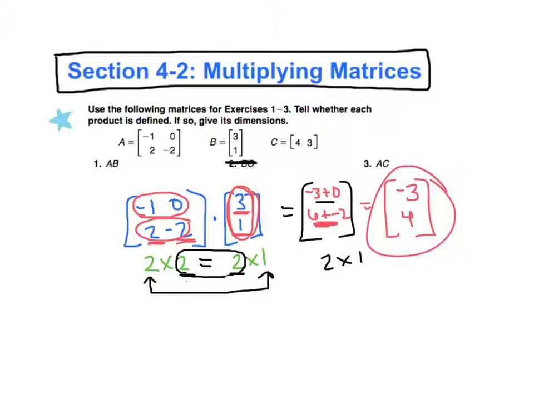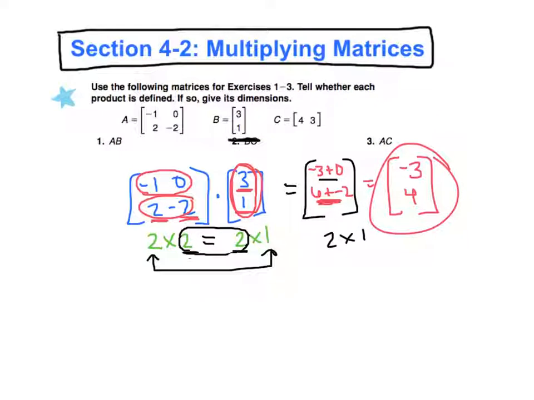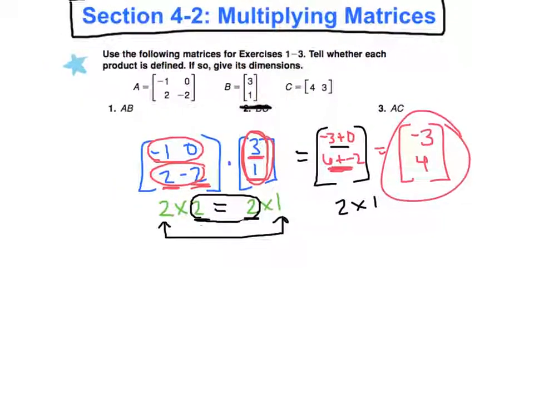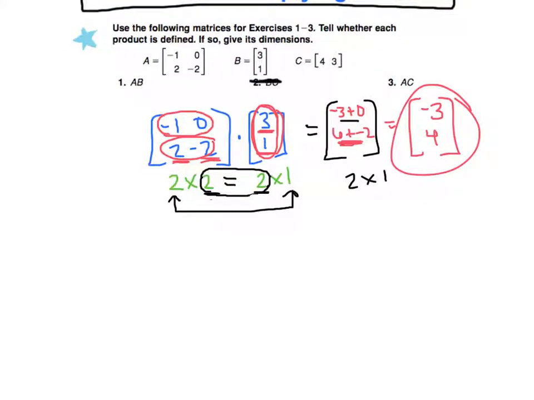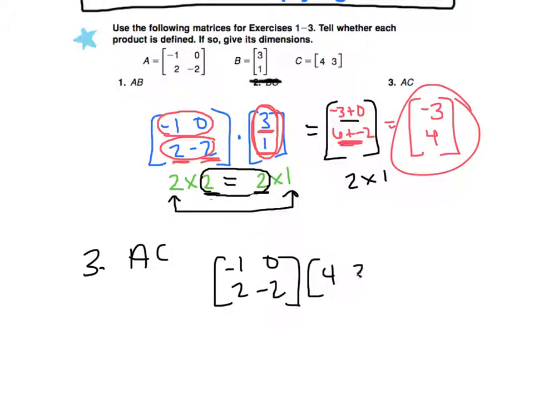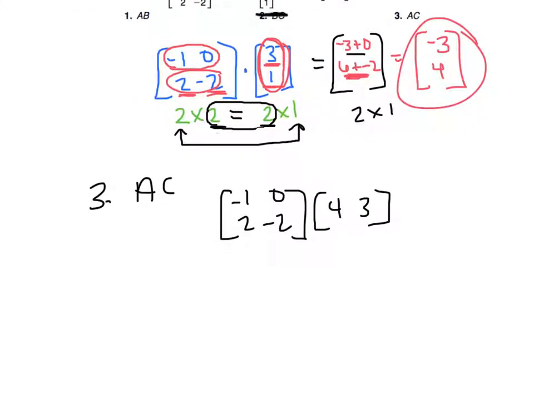All right. Now moving on, let's do number 3. So number 3 says to multiply A times C. So our A is going to be -1, 2, 0, -2. Our C is a 4 and 3. First off, we need to figure out if we can actually multiply this. Is this defined? This is a 2 by 2 matrix. This is a 1 by 2.